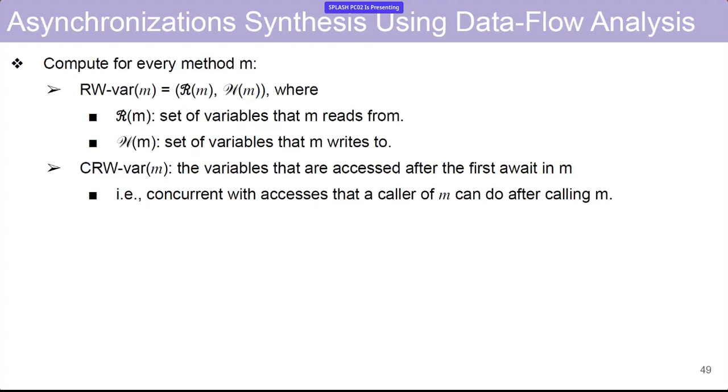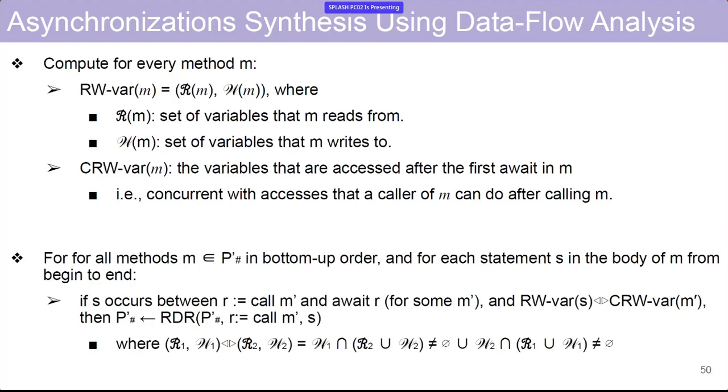So how do we do this data flow analysis over the new programs? For every method in this program, we compute a set of variables that are accessed by read or write. And we also compute a new set of variables that we call concurrent accesses, which are read and write accesses that happen after the first await in that method.